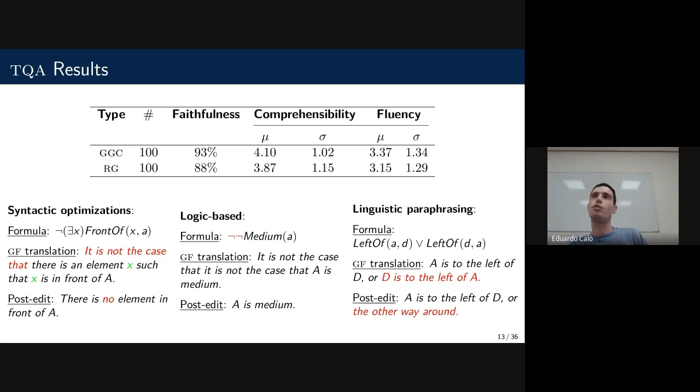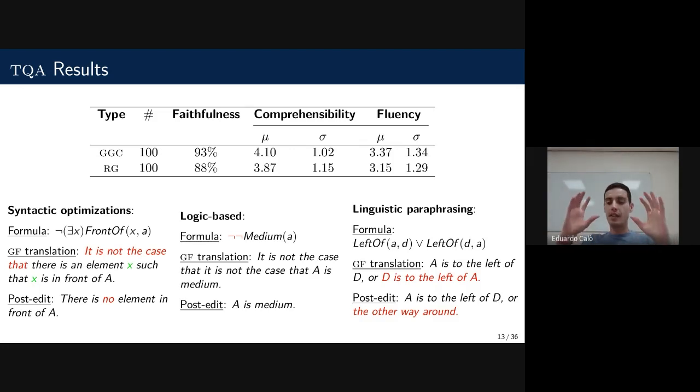less comprehensible and fluent. While the last one is more complicated because it's at the logical-linguistic level, and we call them linguistic paraphrasing. This is an example, but I have a lot of them in the paper. You can see all the different paraphrases that we received as suggestions. And here, instead of repeating the mirroring of "A is to the left of D" or "D is to the left of A", you can use the linguistic periphrastic the other way around.